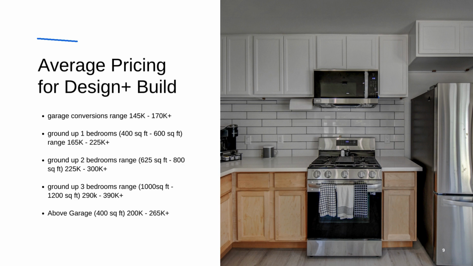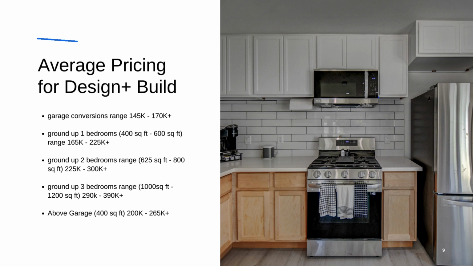Now we'll go through some of the average pricing for design build, right? So again, these are averages of kind of what we're seeing right now. It could change in the future, but as of end of 2023, this is really what we're seeing as far as the build out and the design included. So garage conversions, which your average 2-car garage is somewhere between I would say 320 and 400 square feet. You're seeing about 145 to 170K plus.